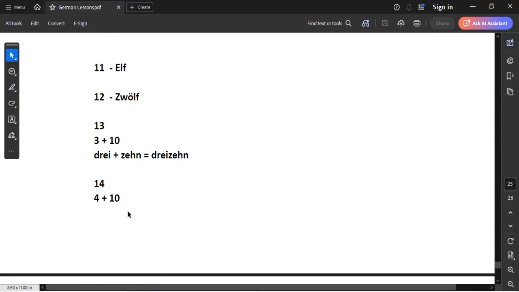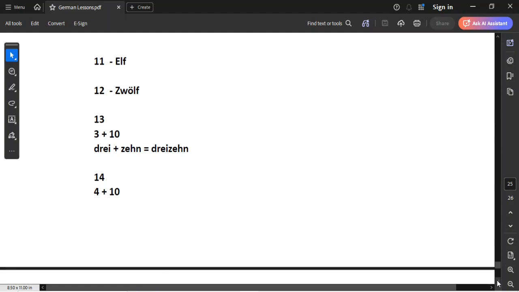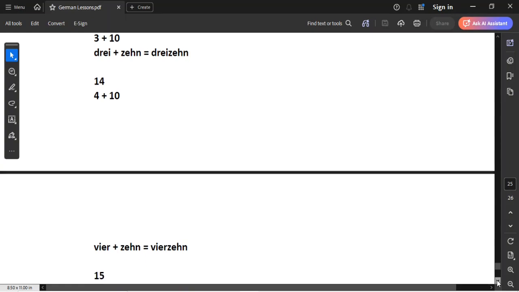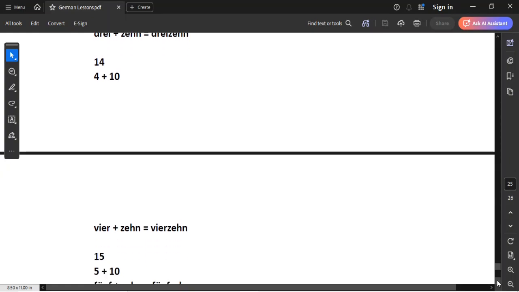Same case for 14. As you can see, we have a combination of 4 and 10. Remember, 4 we read as vier, then 10 we read as zehn. So vier plus zehn, we have vierzehn. So 14 is vierzehn.